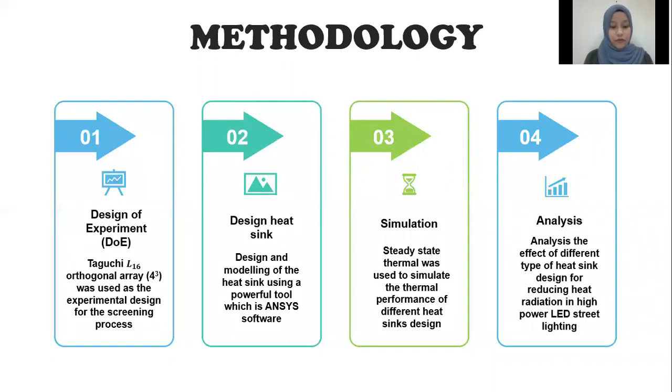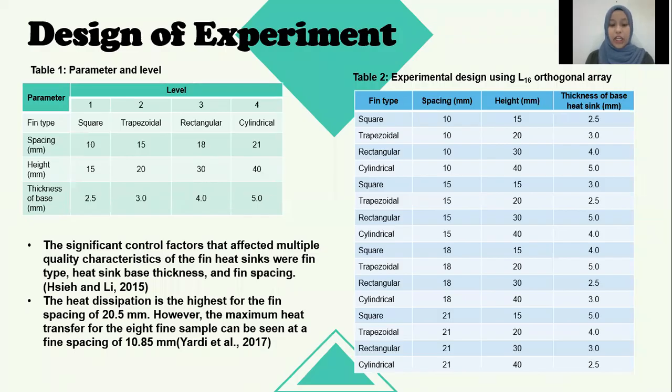For the methodology, there are 4 processes that have been carried out through this project. First, design of experiment using Taguchi L60 orthogonal array 4 power of 3 was used as the experimental design for the screening process. Then, design the heatsink model using ANSYS software. Next, steady state thermal was used to simulate the thermal. Finally, all the different types of heatsink design have been analyzed for the effect of reducing heat radiation in high power LED street lighting.